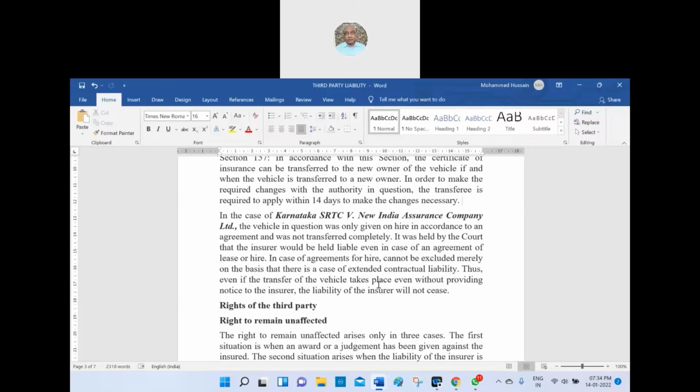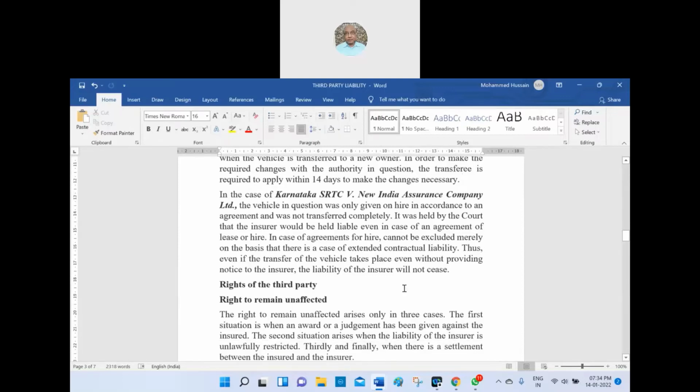Thus, even if the transfer of the vehicle takes place without providing notice to the insurer, still the liability of the insurer will not cease. Even though you did not give notice that you are going to sell your car, meanwhile if an accident occurred, still the insurance company has to pay the compensation. Agreed? Say yes.